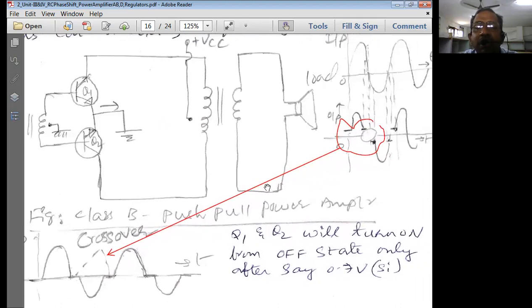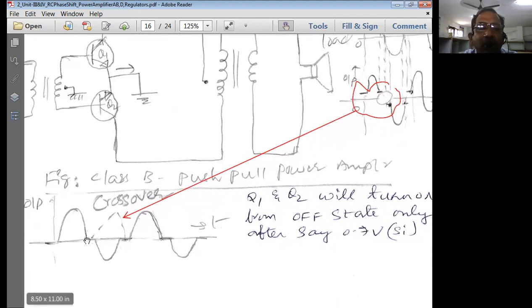The problem that we are encountering is known as crossover distortion. That means, practically, how is it happening? The signal is coming up to here. Then after that, what is happening? The other transistor, that means this transistor, turns on only after some time. Therefore, what is happening here? You are going to lose some portion of the signal.